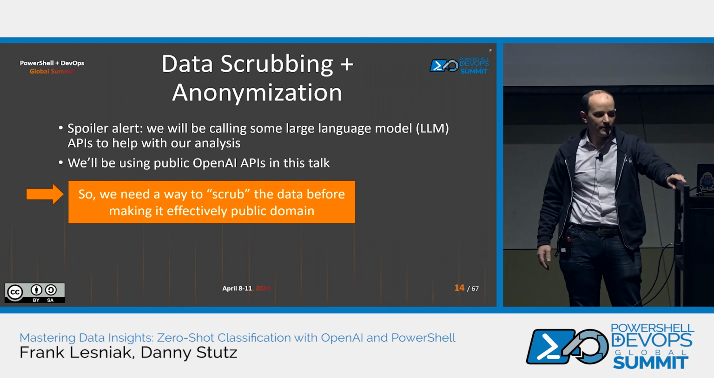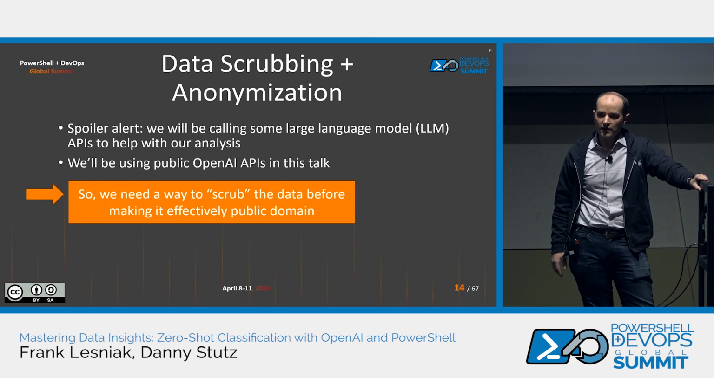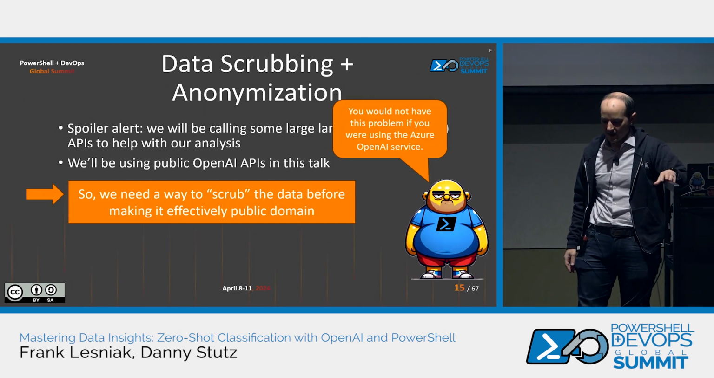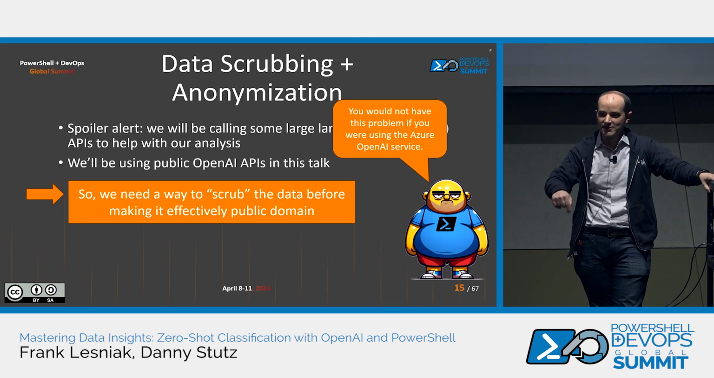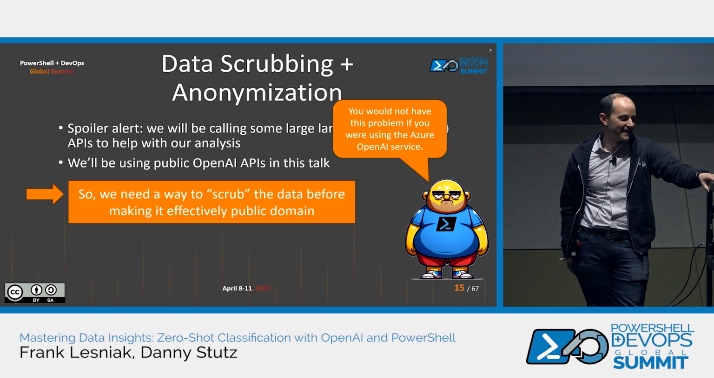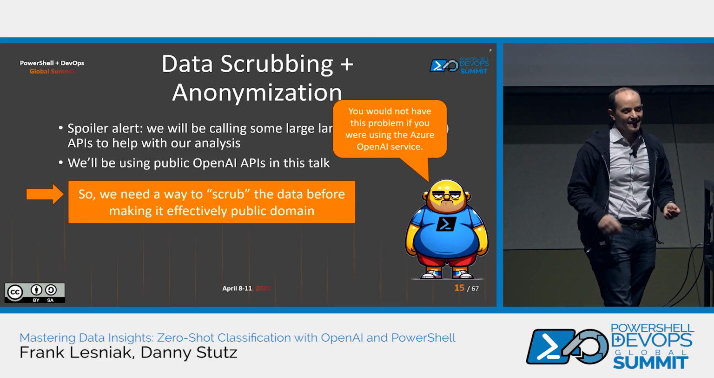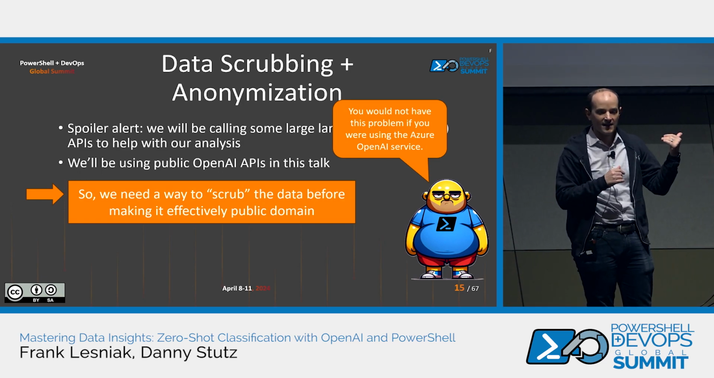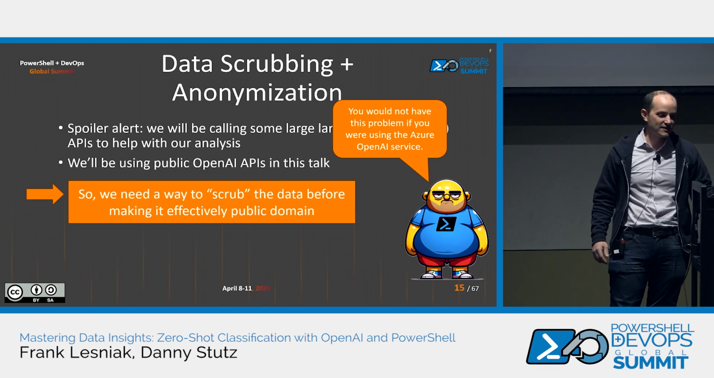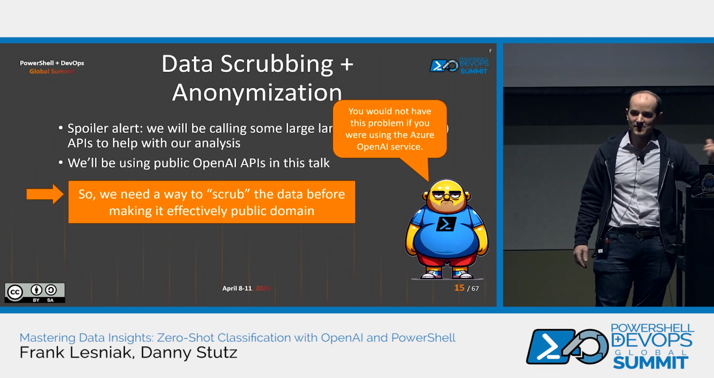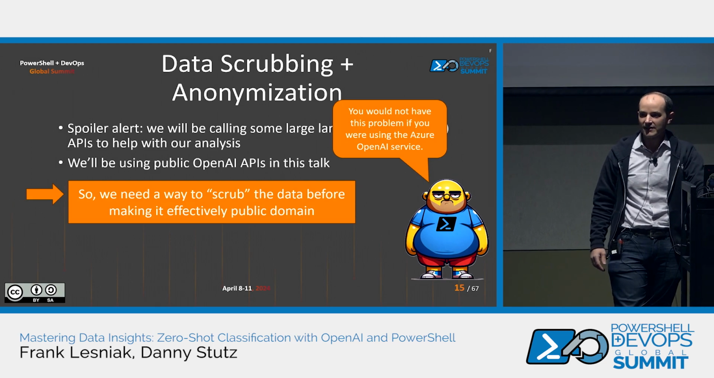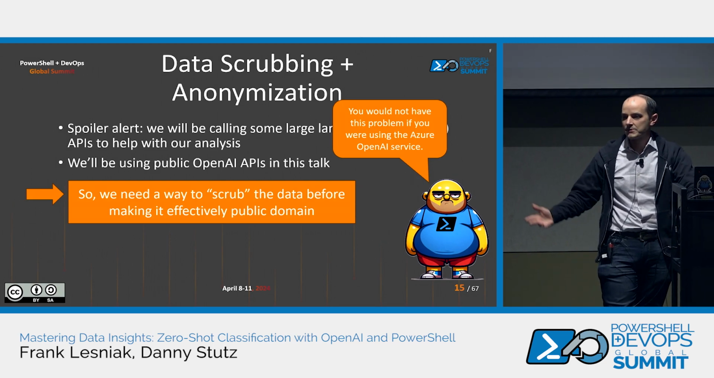Because we're using the public OpenAI APIs for this talk, we need a way to scrub the data. And if you're like Portly PowerShell guy here, by the way, this is our sticker, you'll see Portly PowerShell guy appearing several times in our talk. He points out, hey, you wouldn't have to do this if you use the Azure OpenAI service, and he's correct. The honest truth for why we're not using that is because it didn't exist when I originally started working on this. So it didn't make sense for us to pivot, just based on the amount of time we had to prep for this talk, but it's a good option for sure.